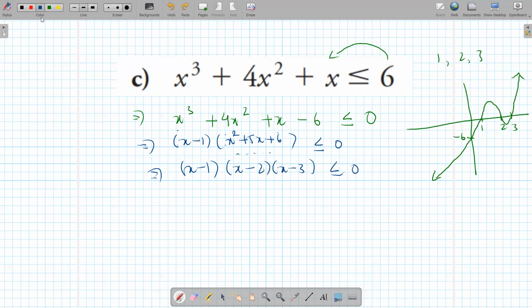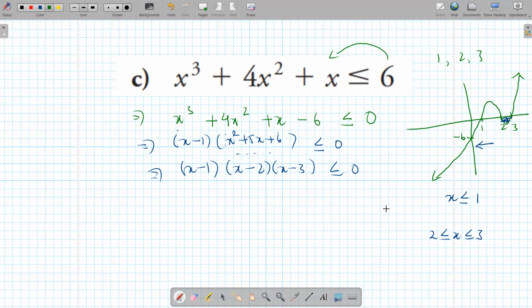So when is this less than or equal to 0, which means negative? There's two answers for this one. Look at the graph. When is the function negative, for which x values? It's negative right here, and negative right here. When x is less than or equal to 1, and the other one is when x is between 2 and 3.